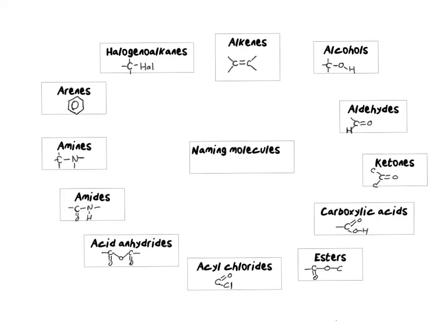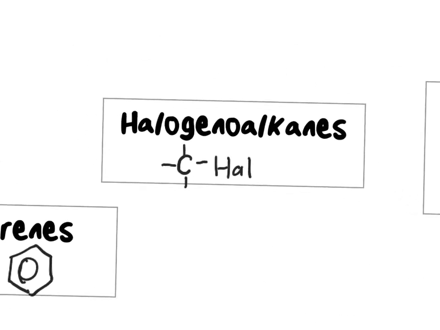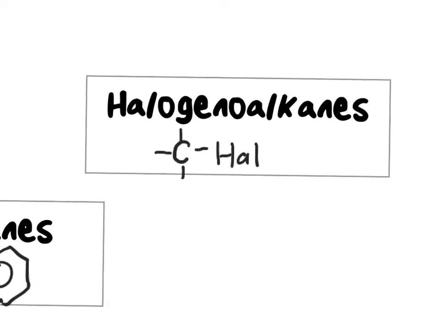Before you can learn to name organic molecules, you first of all have to recognise the functional groups, and some of these will be familiar to you already. So first of all, let's have a quick recap on our halogenoalkanes. A halogenoalkane is an alkane skeleton with a halogen attached to the carbon skeleton. That halogen could either be a fluorine, a chlorine atom, a bromine atom or an iodine atom.